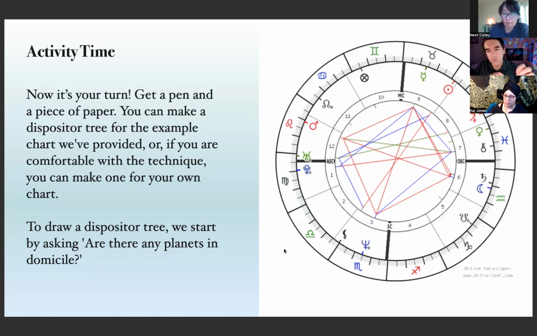We're going to try to find which planets have domicile, which planets are in those signs, and see how that org chart comes out. Does that make sense? Yes? No? Because now's the time to ask if you don't get this, because it's just going to get more confusing if you don't. Okay, so we're going to start.